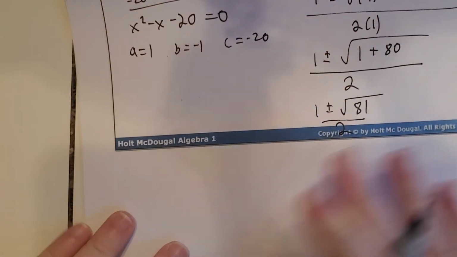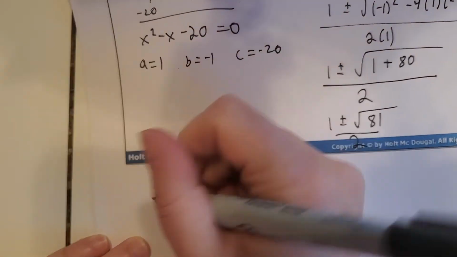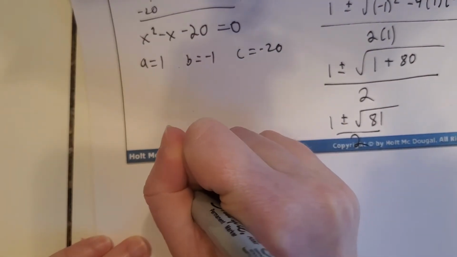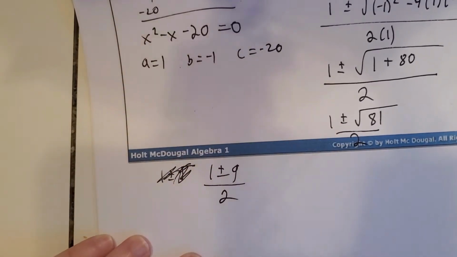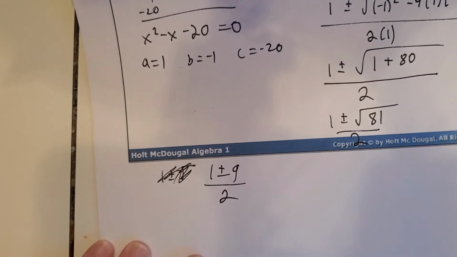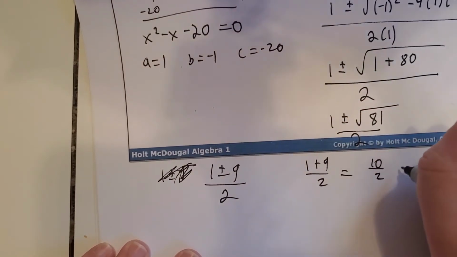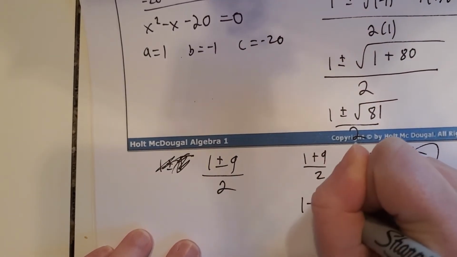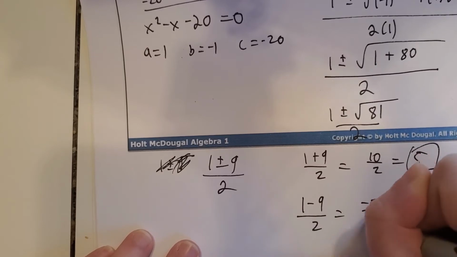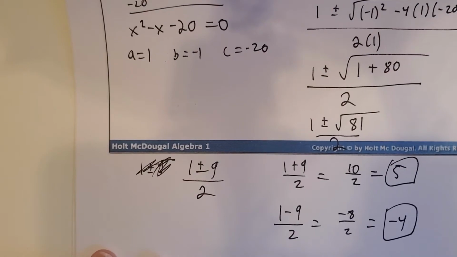I'm going to move down here. 81 also happens to be a perfect square. It's 9. So 1 plus or minus, no wait, we don't need that square root. 1 plus or minus 9 over 2. So this is the same thing as last time. We can break this up. 1 plus 9 over 2 is 10 over 2, which is again 5. So that's one answer. And then 1 minus 9 over 2 is negative 8 over 2, which is negative 4. And those are your two answers.